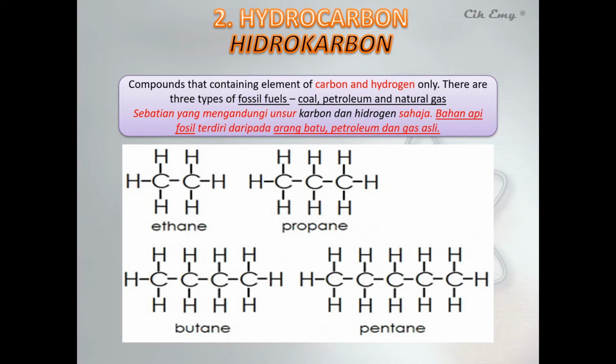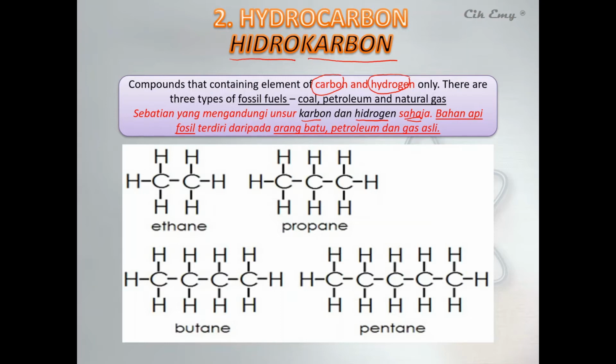Okay, seterusnya kita masuk kepada examples of organic compounds. Kita tengok yang pertama iaitu hydrocarbon. Okay, daripada nama dia pun awak dah tahu, hydrocarbon. So what is hydrocarbon? Compounds containing the element of carbon and hydrogen only. So sebatian yang mengandungi unsur karbon dan hidrogen sahaja. Dia tak ada unsur lain kecuali karbon dan juga hidrogen. Okay, contohnya adalah bahan api fosil. Fossil fuels, for example, you have coal, petroleum and natural gas. Awak ada arang batu, petroleum dan juga gas asli.